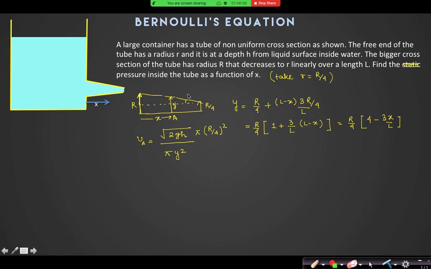Can you see this tan theta from this, 3r by 4 divided by L? From this small triangle, this part height is equal to (L minus x) into tan theta. So Y is equal to r by 4 plus this one. What is the constant? Constant means r by 4 is constant throughout this.